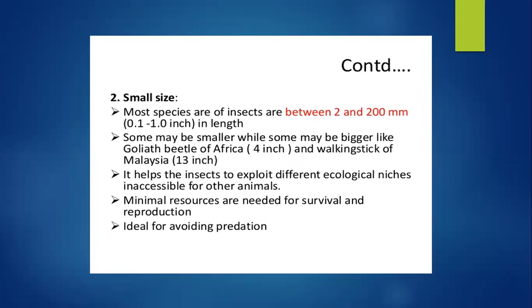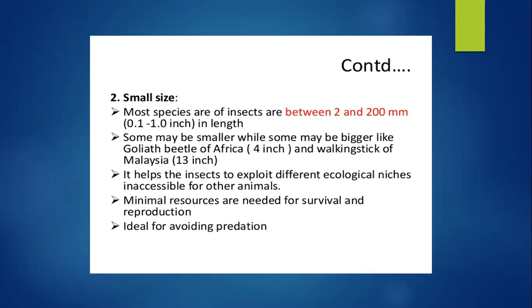The insects are small in size. Of course, there are large insects, but they are not that big, right? Most species of insects are between 2 and 200 millimeters, that is 0.1 to 1.0 inches in length. So they are very small. There are large insects like beetles, and there are certain other kinds like spiders. Spiders are not insects, of course, but they belong to arthropods. Some of the insects are larger in size, but they reach centimeters, not feet.